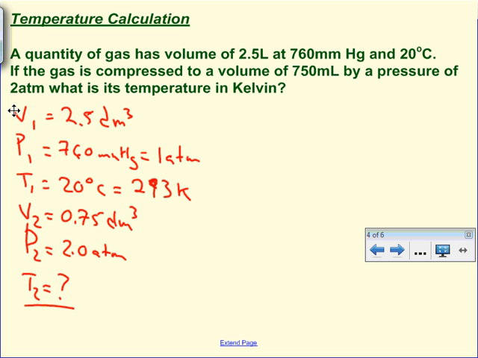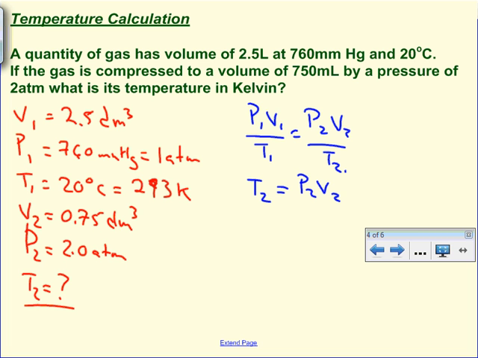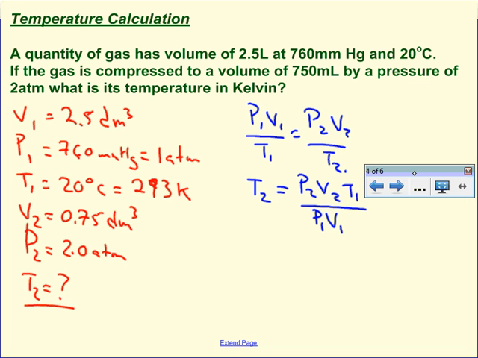Just as before, I set up my combined gas equation: P1V1 over T1 equals P2V2 over T2. I'm going to isolate T2. So T2 is going to be equal to P2V2T1 over P1V1. So once I have that all rearranged, just plug in my values.